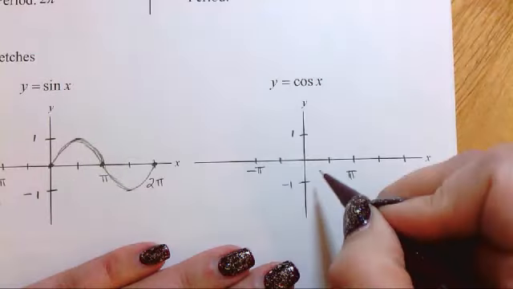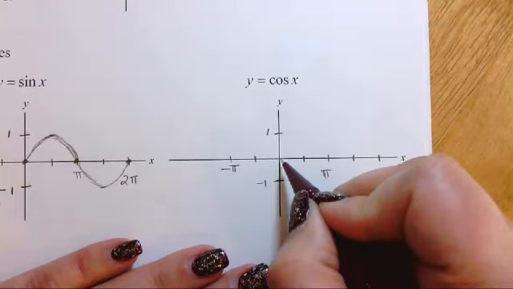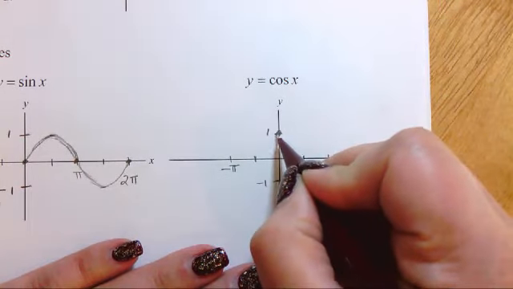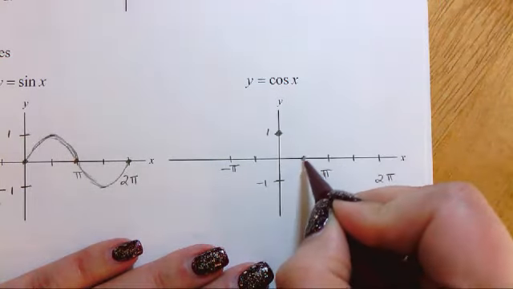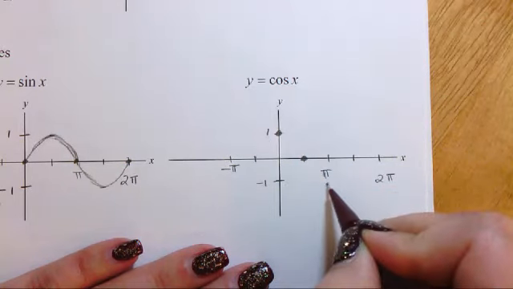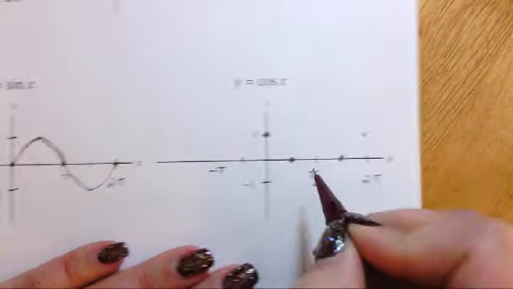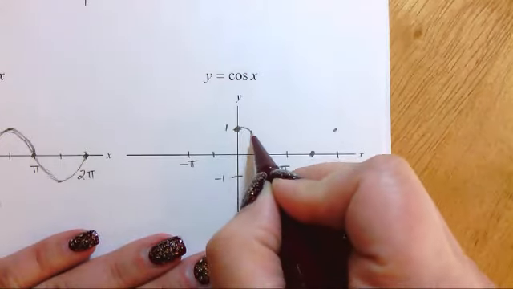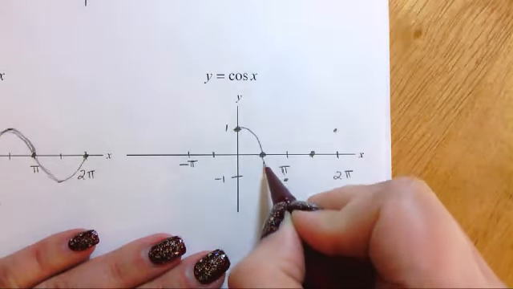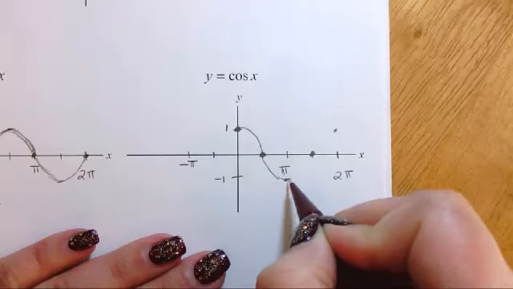Over here, cosine starts at the 1, and its zeros are here, and then it bottoms out there, crosses through here, and then comes back there. So you want to keep it looking like a nice curve each time.